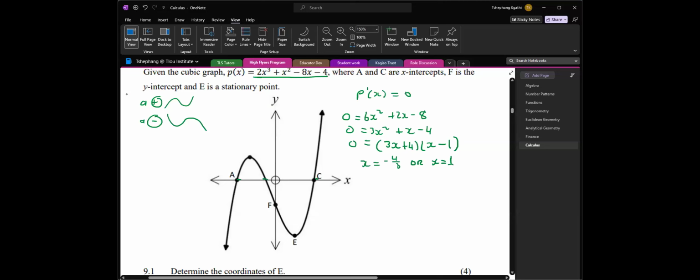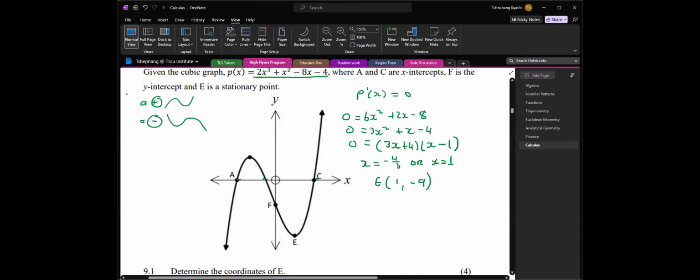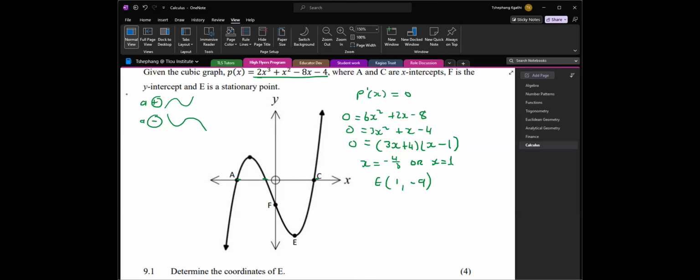Then we know that for the coordinates of E, E is going to take the positive 1. All I need to do is substitute the 1 into the original. So I'm going to find P of positive 1. Okay, so it's going to be 2 plus 1 minus 8 minus 4, that's going to be minus 9. Then we're done with the coordinates of E.